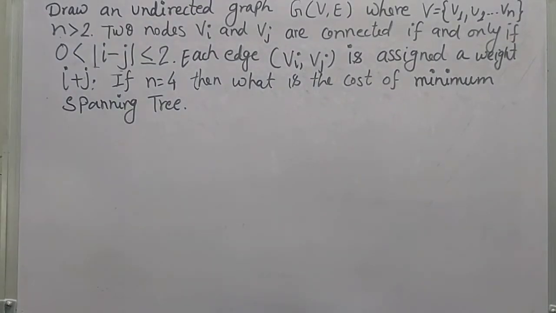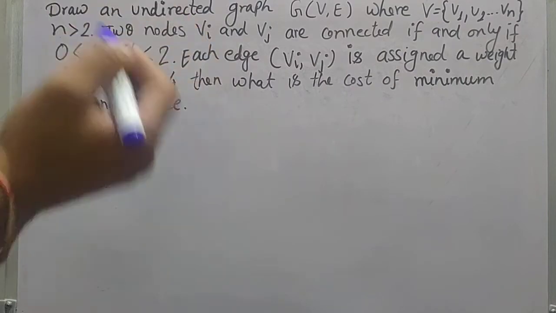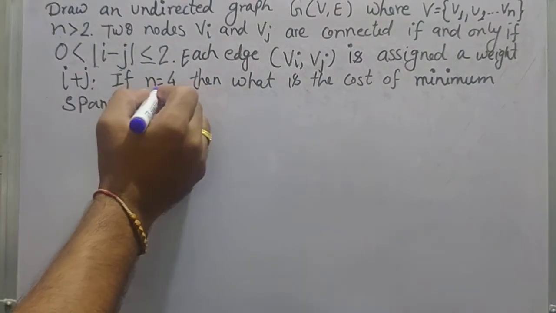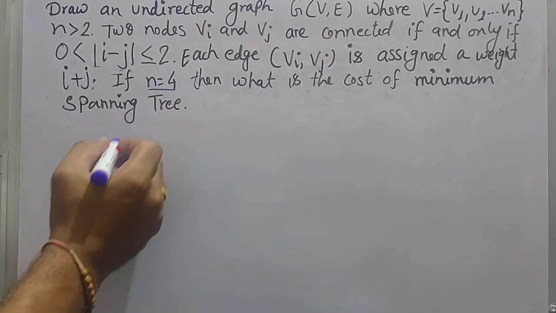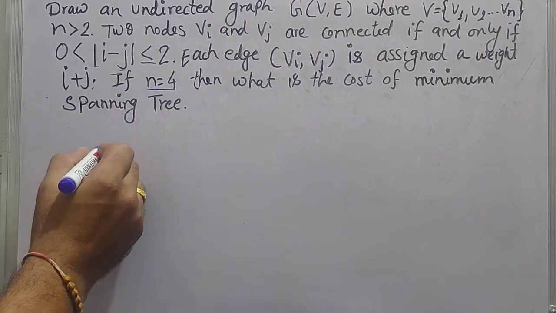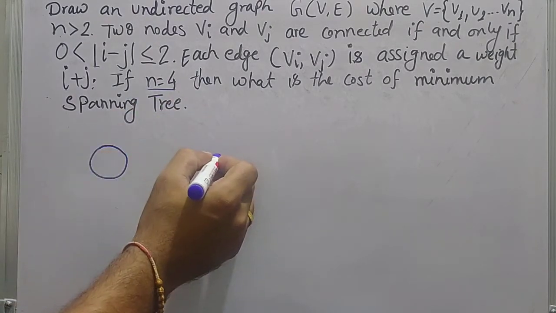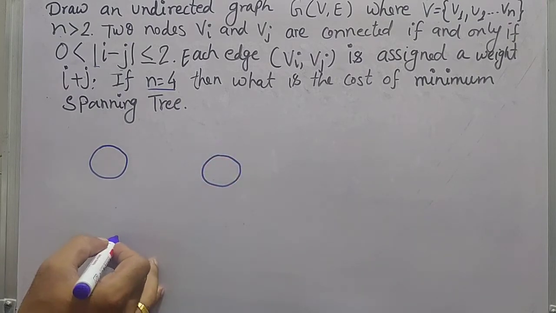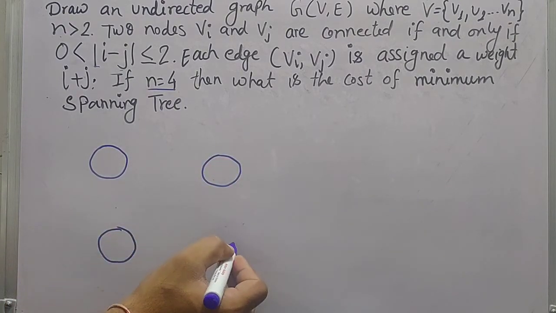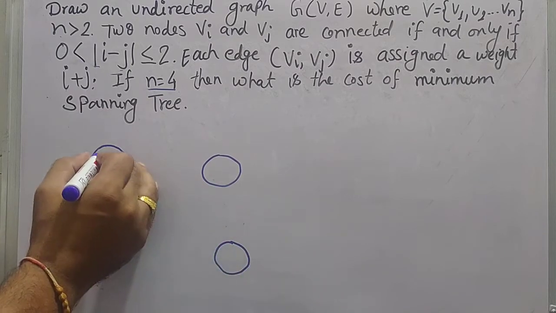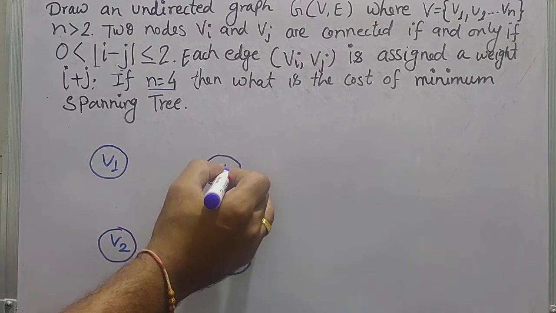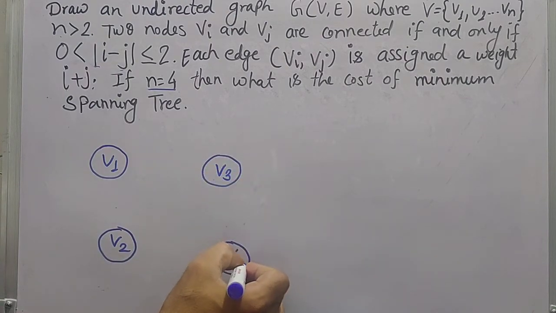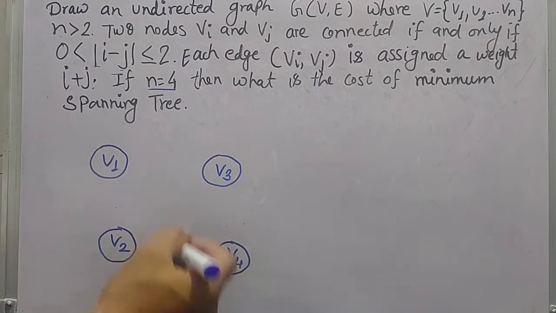So let's start with how to draw this graph. With the help of this value n equals 4, we can start. So how many nodes are there? 4 nodes are given, so let me draw. 4 nodes are there, and give some names like V1, V2, V3, V4. In any order you can give these names, right?